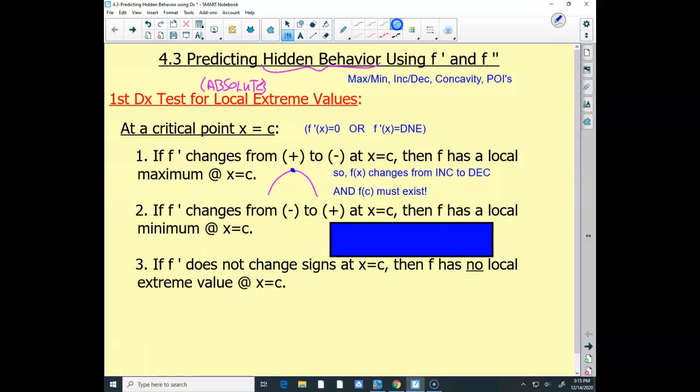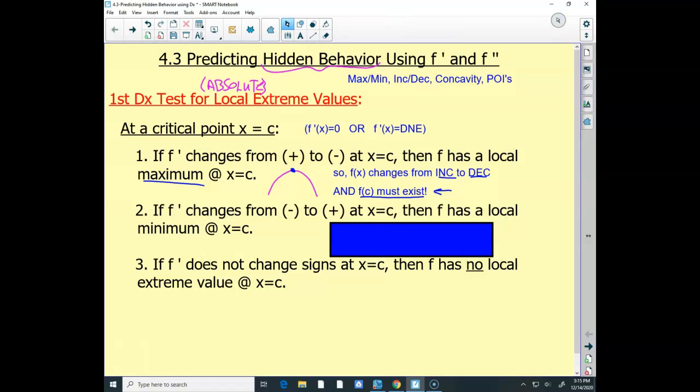And also, this is just kind of a secondary point, f of c has to exist in order to be a maximum or a minimum, okay? Because if x equals c happens to be a hole, well, I don't have one there. So f of c has to exist, and there has to be a change from increasing to decreasing. If that happens, there is a maximum. I don't know if it's an absolute maximum or a local maximum unless I compare it to the other maxes and mins in the graph, but I do know it's going to be there, okay?